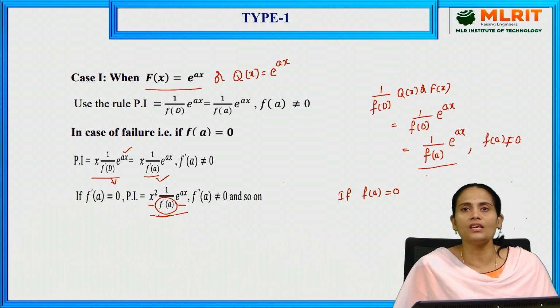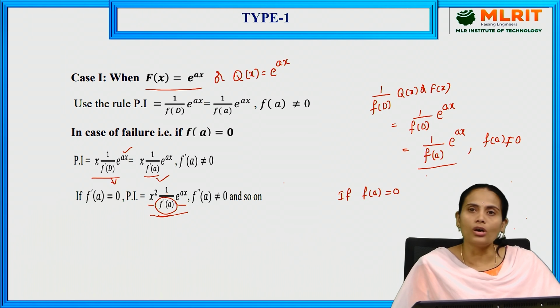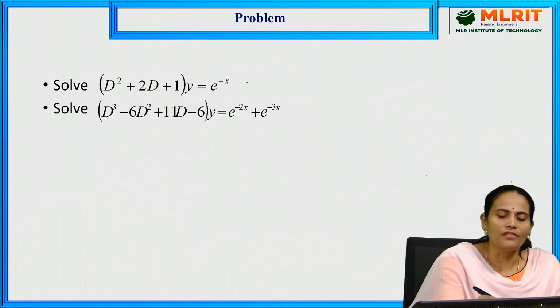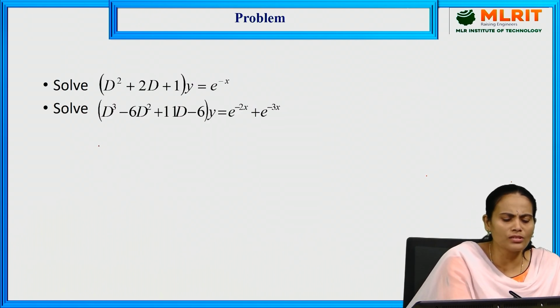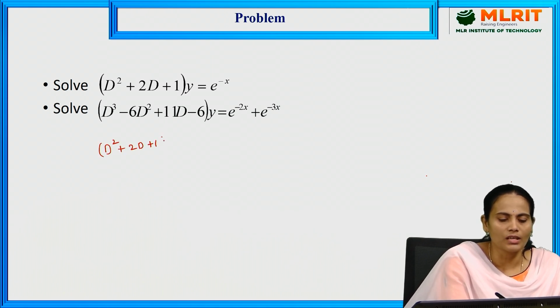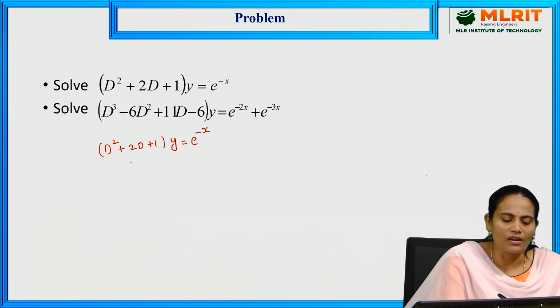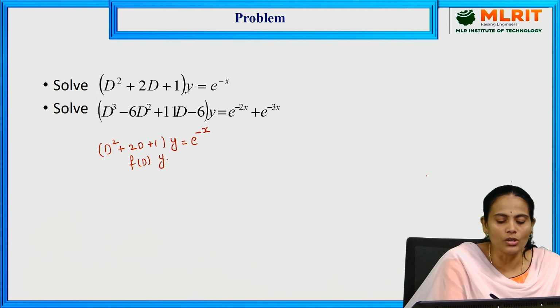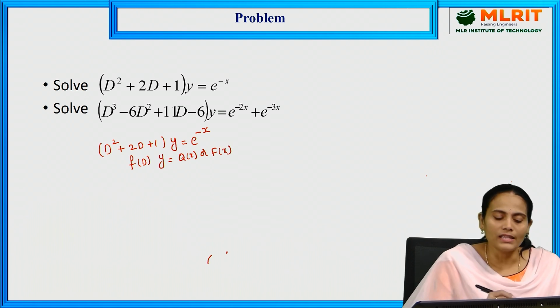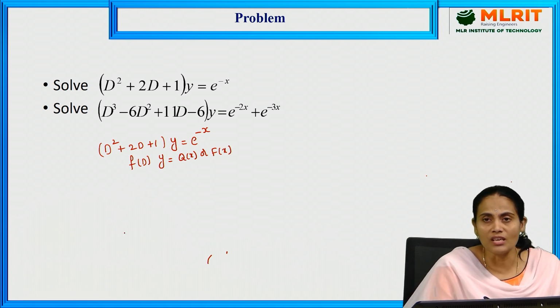Now let us see one example, one problem on this process. See the first problem. Solve D square plus 2D plus 1 into y is equal to e power minus x. This is of the form f of D into y is equal to Q of x, or f of x, and this differential equation is a non-homogeneous linear differential equation with constant coefficients.